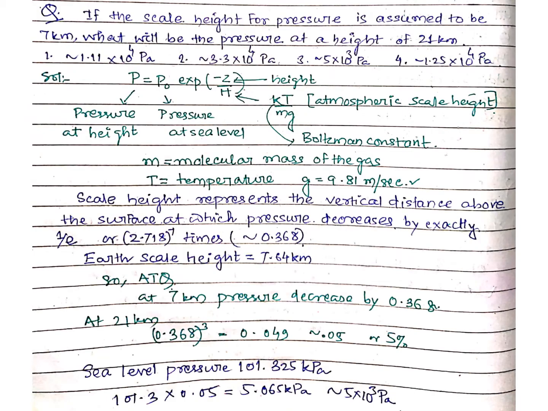So in this question we are dealing with atmospheric environmental science. What is the question? If the scale height of pressure is assumed to be 7 km, so the scale height is given as 7 km, what will be the pressure at the height of 21 km?